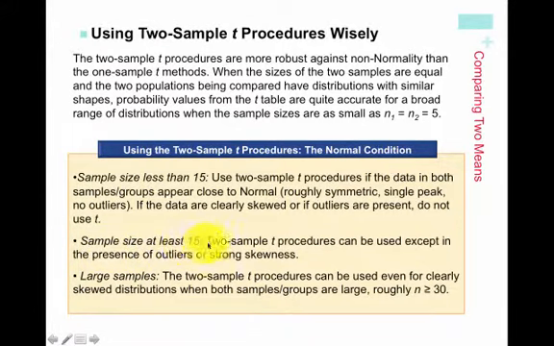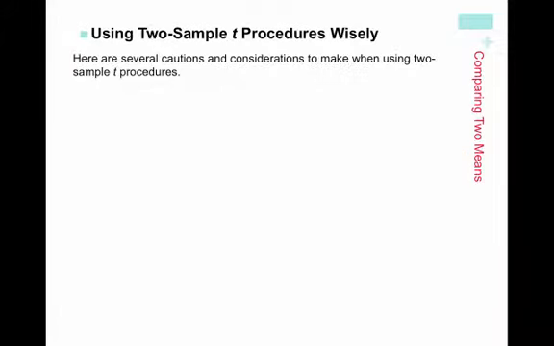If our sample size is at least 15 but less than 30, our two-sample t procedures can be used except in the presence of outliers or strong skewness. So this gives us some flexibility for things less than 30. And for large samples, for 30 or more, we can always use our t procedures. That is what the central limit theorem tells us.